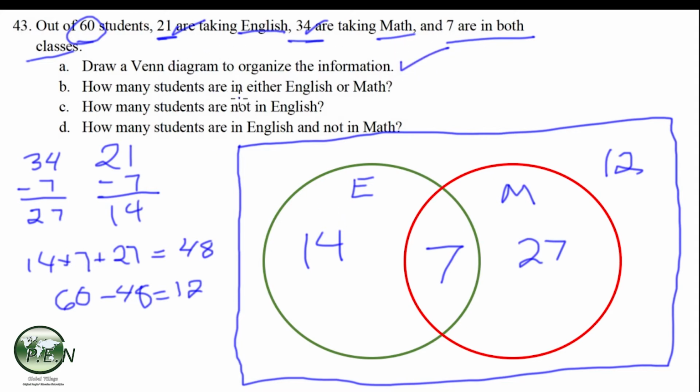How many students are in either English or math? English or math will be any of these 3 numbers. And so when we were doing our check, we were getting that information right here. And there's our answer, 48.